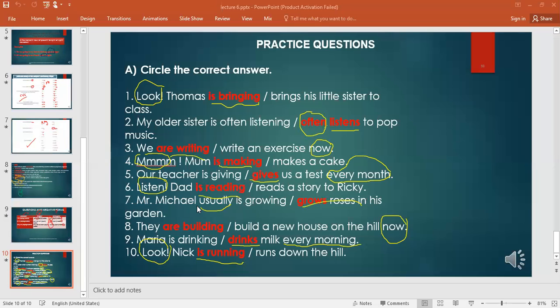Miss, can I do it? Yes, Serene. They are building a new house on the hill now. They are building. Why, Serene? Because they used now. Very good.